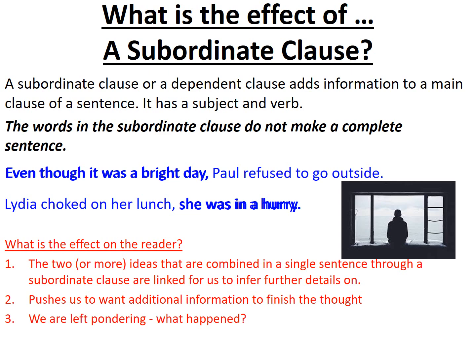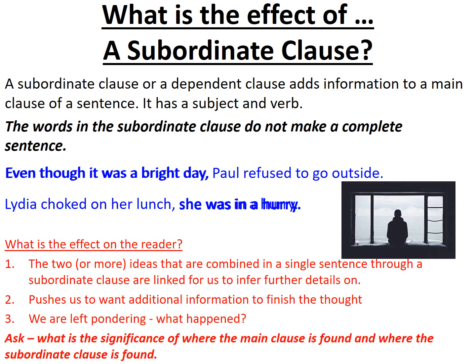Equally, in the second example, we learn something different from that subordinate clause, but this time it comes after the main clause. We're told the facts that Lydia choked on her lunch. But the question we're left pondering as we read the subordinate clause, she was in a hurry, is, well, why was she in a hurry? What was so significant about the reason why she needed to choke on her lunch? What stress is she under, for example? So, broadly speaking, you should be asking yourself, what is the significance of where the main clause is found and where the subordinate clause lies within a complex sentence?